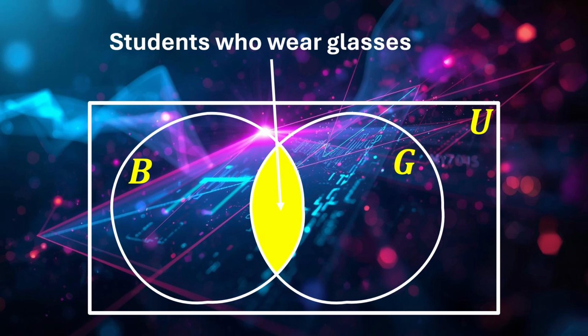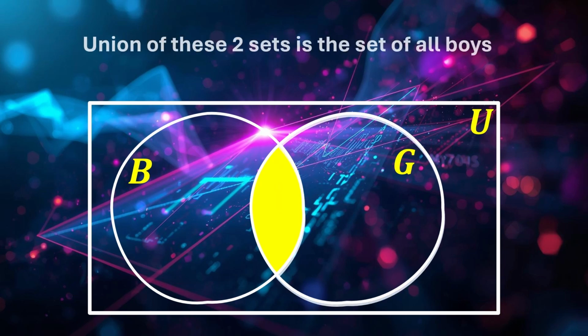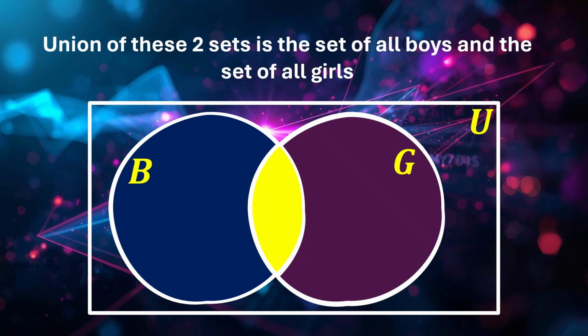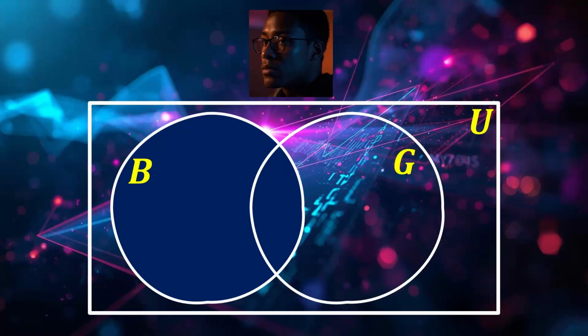The union refers to these two sets B and G, which also include the overlapping region. The elements of the union will consist of all the students in the class. Thus, we will write the list of all boys, all girls in the class. The union will list all the names without duplication, meaning if Jaden is a boy in 1H who also wears glasses, we will only write his name once.